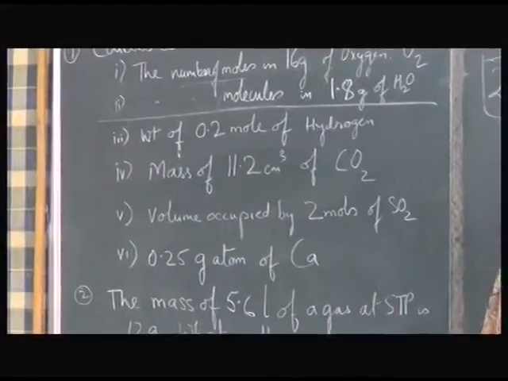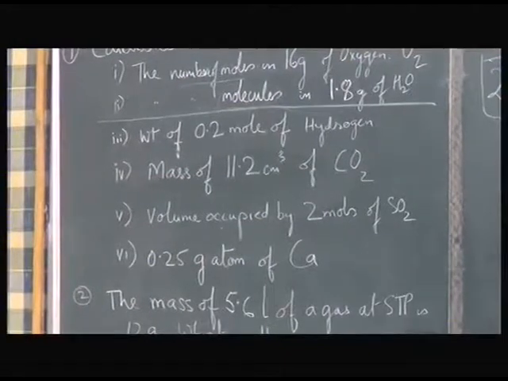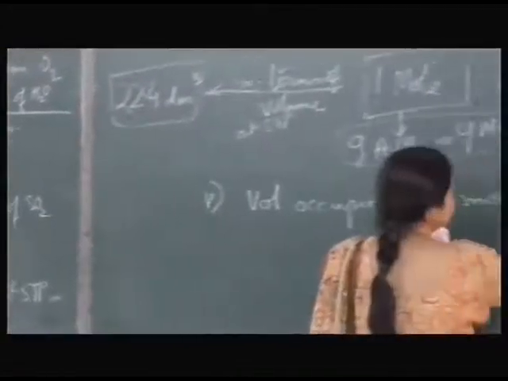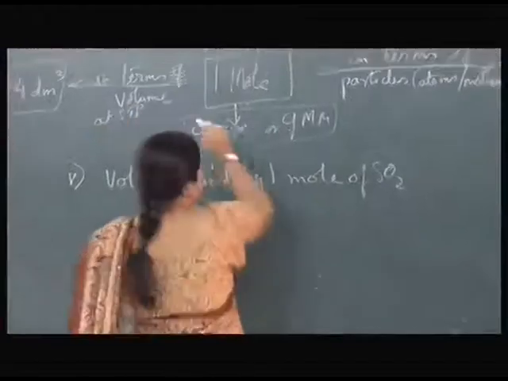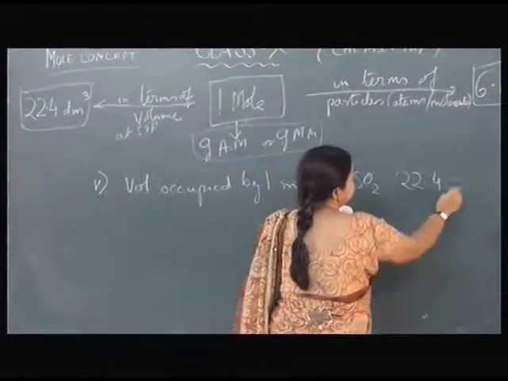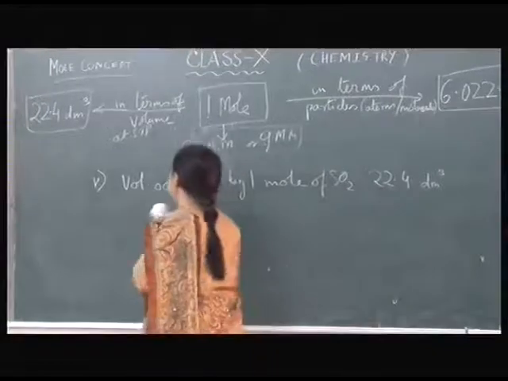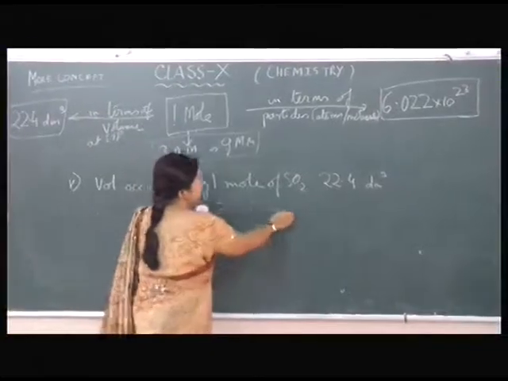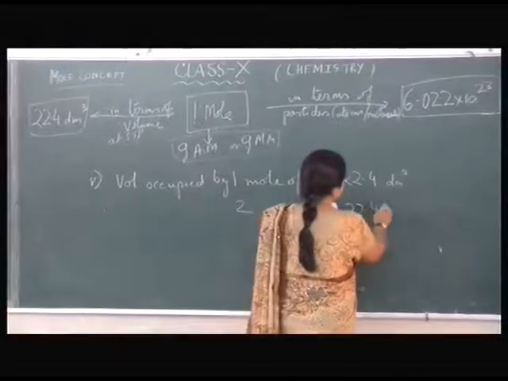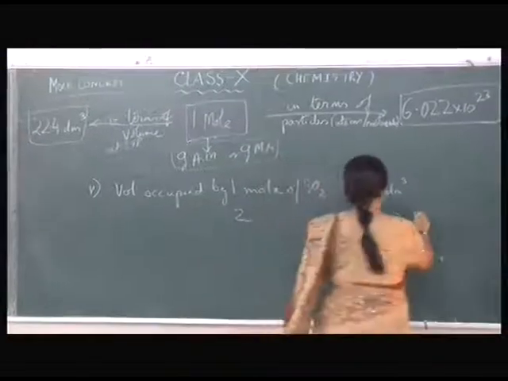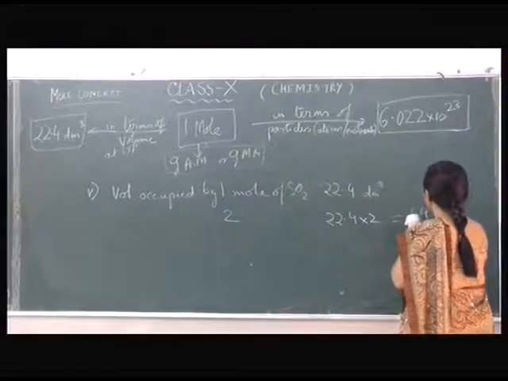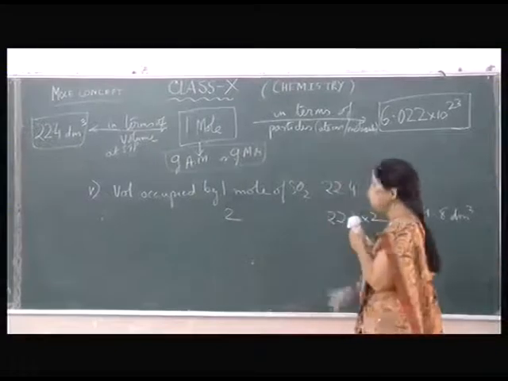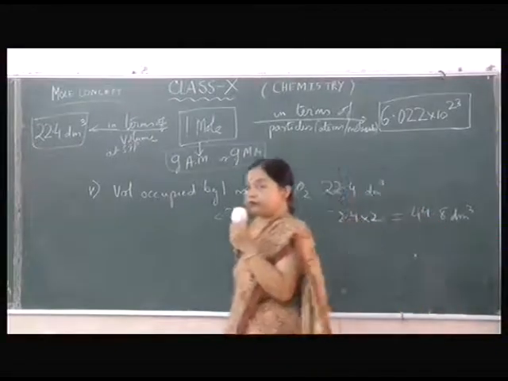Volume occupied by 1 mole of SO2 at STP will always be 22.4. Therefore, volume occupied by 2 moles of SO2 will be 22.4 into 2. 1 mole occupies 22.4, so 2 moles will occupy 22.4 into 2.